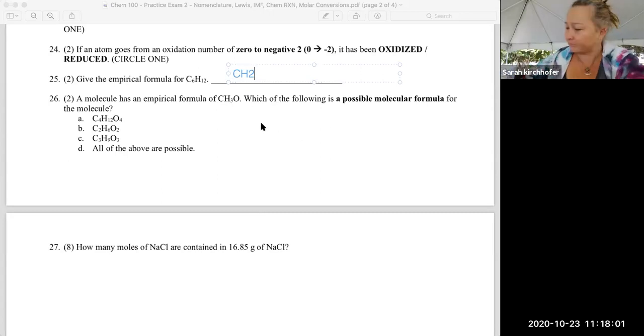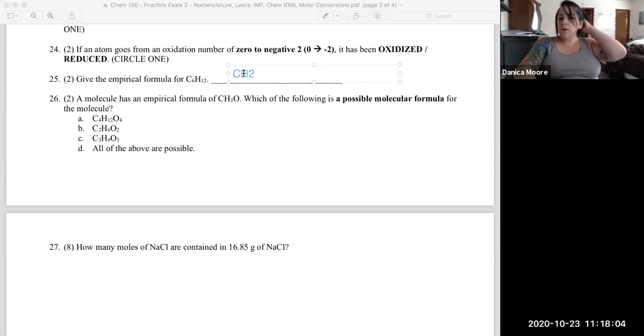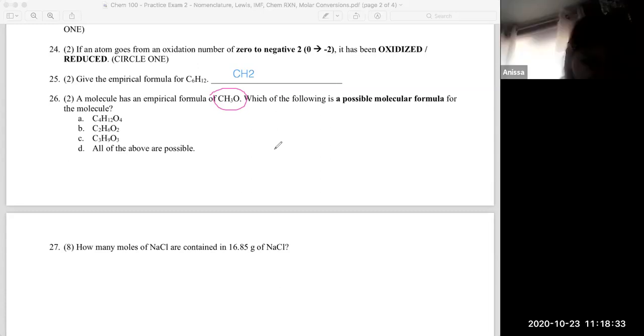So, other questions about this one? The empirical formula is always the lowest whole number ratio, right? And then the molecular formula will always be some multiple of the empirical formula, right? So if here our empirical formula is this guy, which one of these could be a molecular formula for this guy? Any of them. All of them.